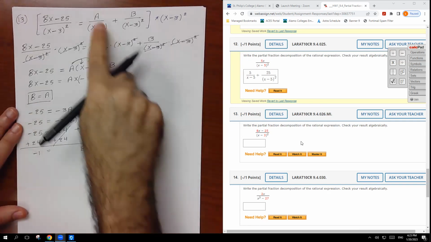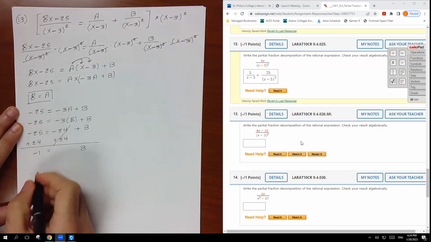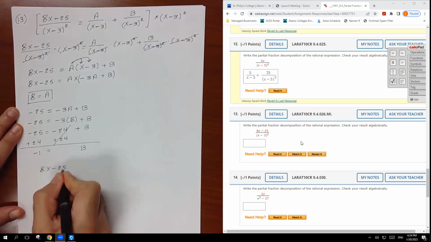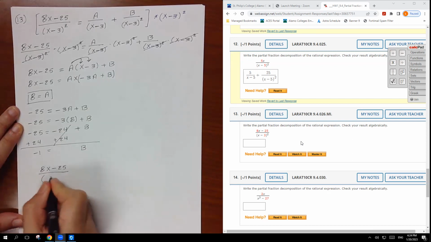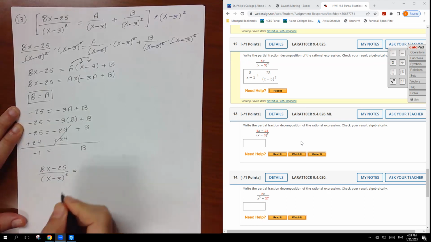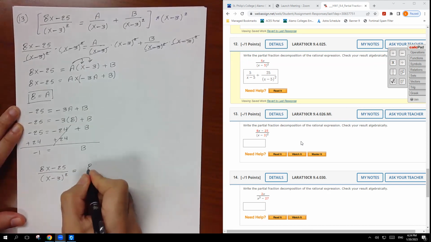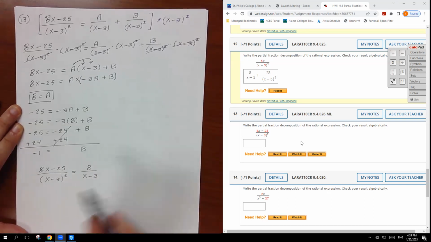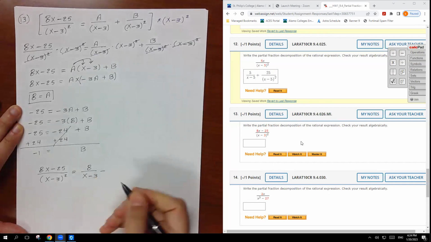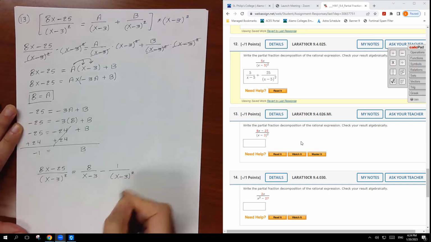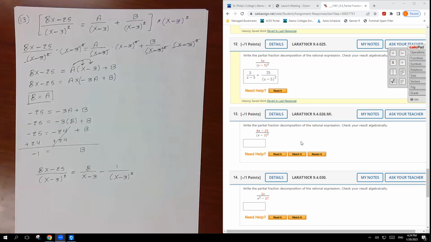We're going to go back here and plug in a and b to find the partial fraction. So 8x minus 25 over x minus 3 squared is going to be equal a, which is 8, over x minus 3, plus, so it's minus because negative 1, so I'm going to just say it's minus 1 over x minus 3 squared. That's it for 13.